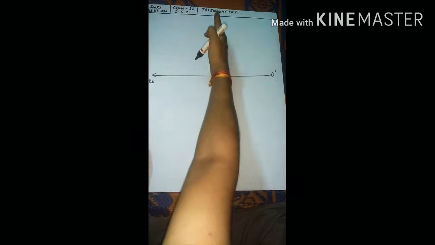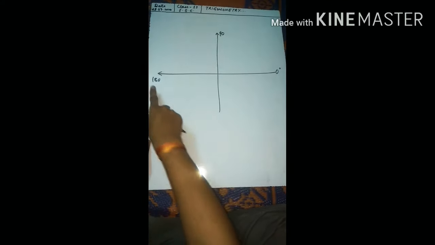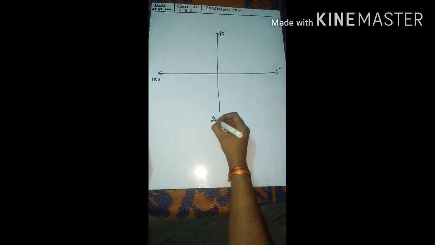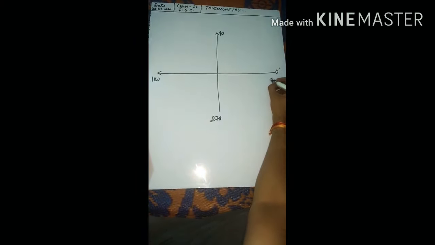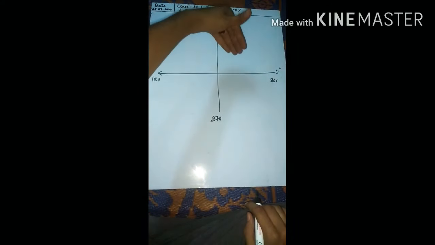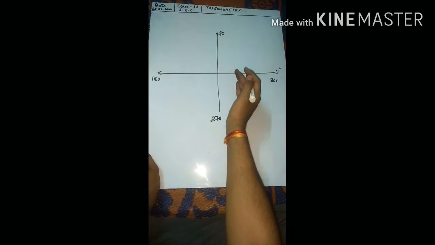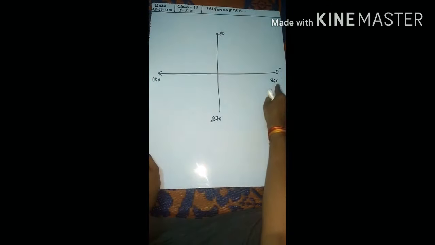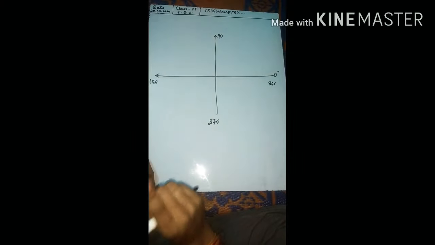Okay, that means 90. After 180, how much will this angle be? 180 plus 90 will give you what? 270 degree. And after 270 plus 90, you will get 360 degree. So if you see from the initial position, you will have a 0, and if you see from the terminal position, that means from the back, this will be a 360 degree. All right. So here, now very first thing.